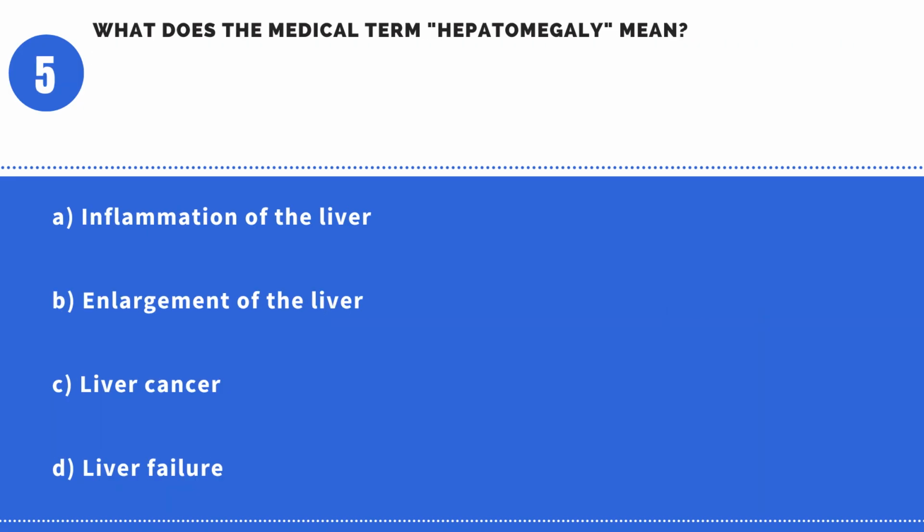Question 5. What does the medical term hepatomegaly mean? A. Inflammation of the liver. B. Enlargement of the liver. C. Liver cancer. D. Liver failure.